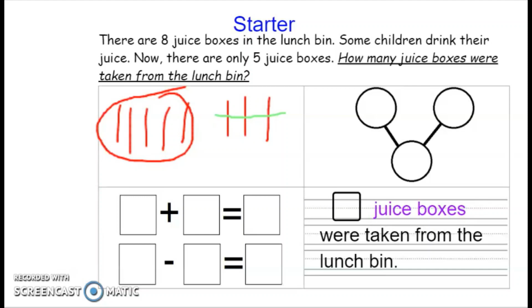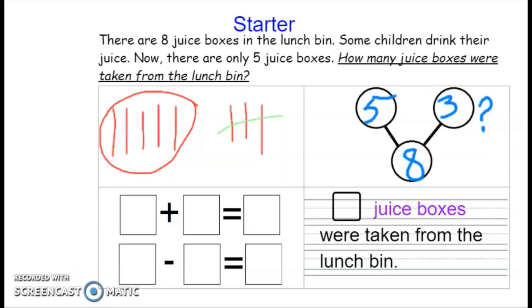Great. Now, let's go ahead and fill in our number bond. What is our whole or our total? That's correct. It is 8, so we're going to fill it in with 8. What are our 2 parts? That's correct. 5 to show the 5 juice boxes that were left in the bin, and then 3 to show the 3 juice boxes that were taken. That was our mystery number. So I'm going to go ahead and put a question mark right there.